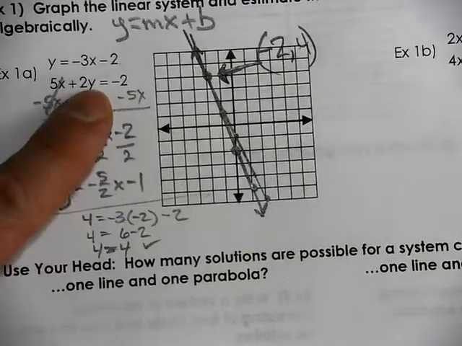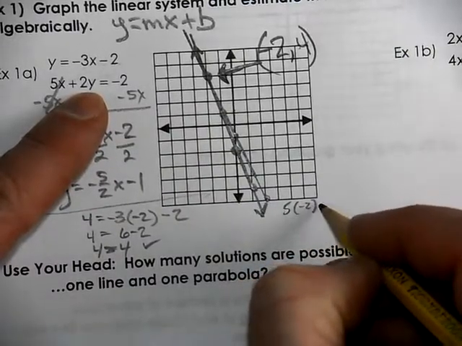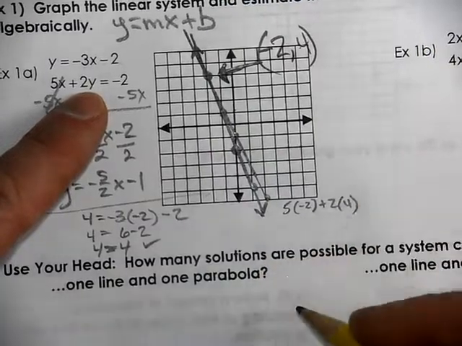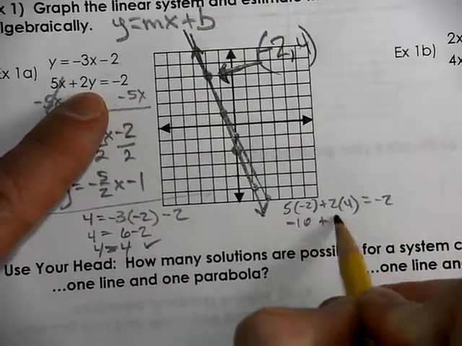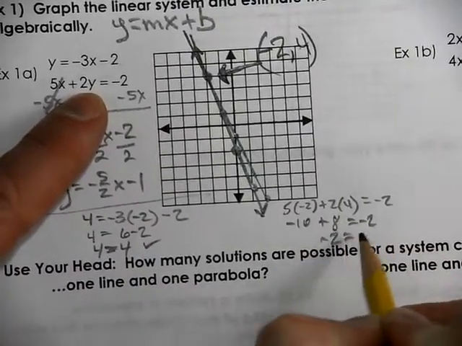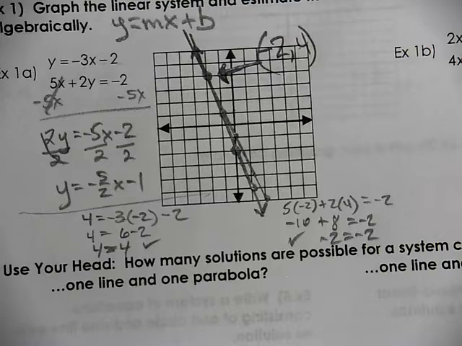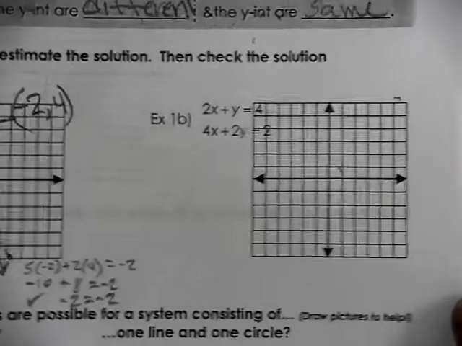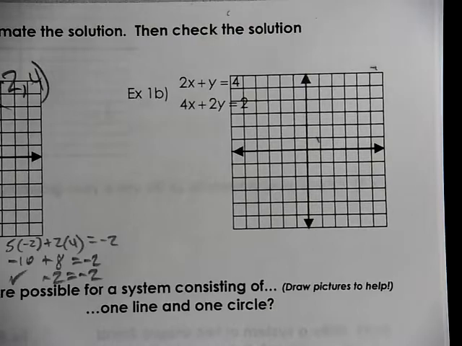Now we can also do it with the other equation. 5 times -2 plus 2 times 4 should equal -2. -10 plus 8, that's -2 equals -2. Check. So we have checked it algebraically to see if our point works. So you can try this one. Go ahead, pause the video, then we'll work your way through it when you come back.